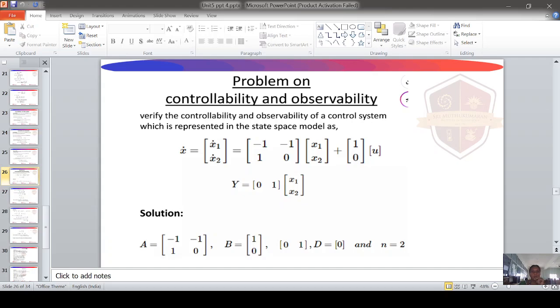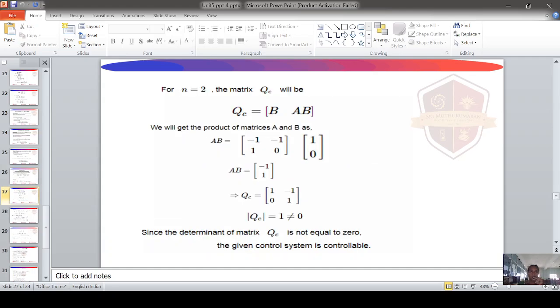So, another problem based on controllability and observability. Here the state equations are given: x dot is equal to Ax plus Bu, y is equal to Cx. So we know A, B, C, D. We have to find the controllability by using the controllability formula Qc. We have to find the rank of the matrix. If it is not equal to 0, it is controllable. If it is equal to 0, it is not controllable.